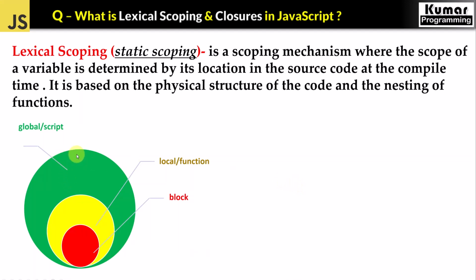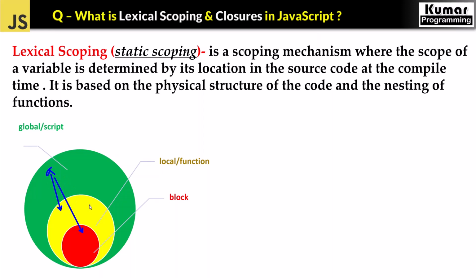Here, the complete green zone I have considered as the global or script scope, the yellow zone as the local or function scope, and the red section as the block scope. Now, come to the point. Suppose I have created a variable a inside our global scope. Then this variable a will be accessible in our local scope as well as in our block scope.